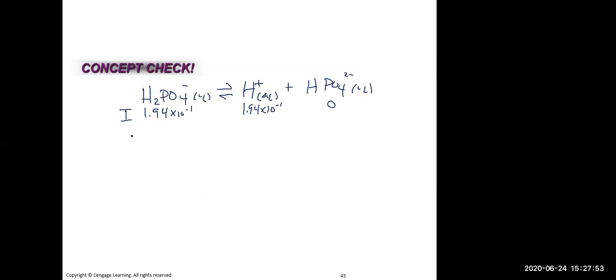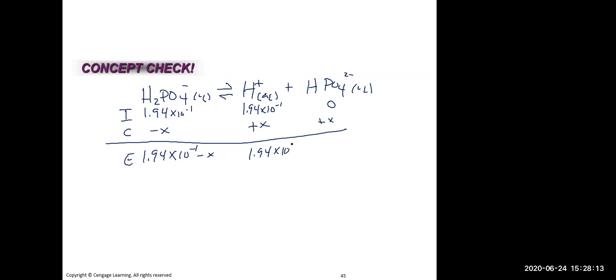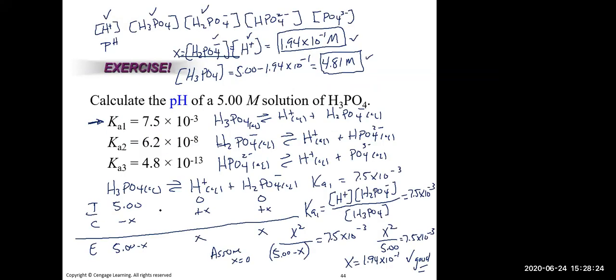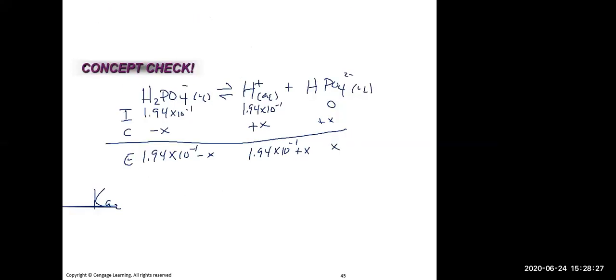The rest of the ICE table here is going to be like normal. We're going to do a minus x, plus x, plus x on this side. That means that when we reach equilibrium, we have 1.94 times 10 to the minus 1 minus x, 1.94 times 10 to the minus 1 plus x, and x. This is going to go into our Ka2 expression, and our Ka2 value is 6.2 times 10 to the minus 8.